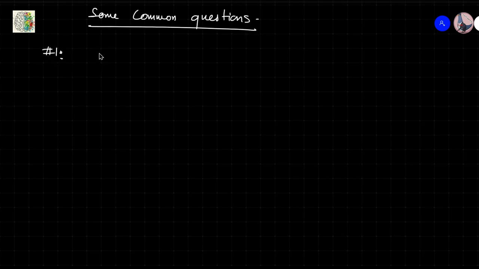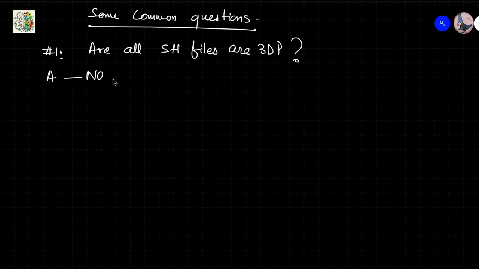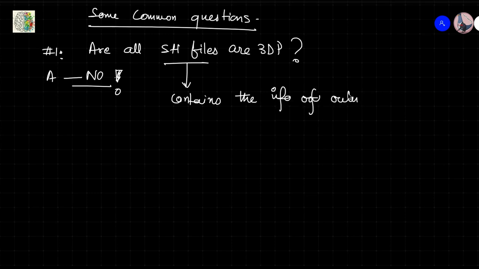Now, let's take some very common questions which can pop up in your mind. Number one: are all STL files 3D printable? The answer is no. STL files are just a container of information. It contains the info of the outer surface. It is not a guarantee that it can be 3D printed. These files can be corrupt also. Understood? So if you have an STL format of some object, it is not necessary that you will put it in a machine and get a product. It may happen that those STL files are corrupt and cannot be 3D printed.